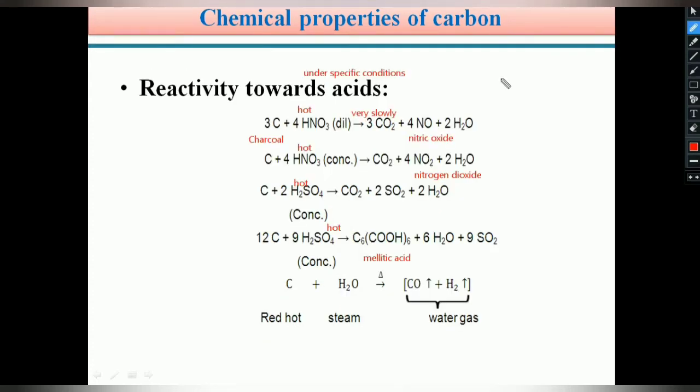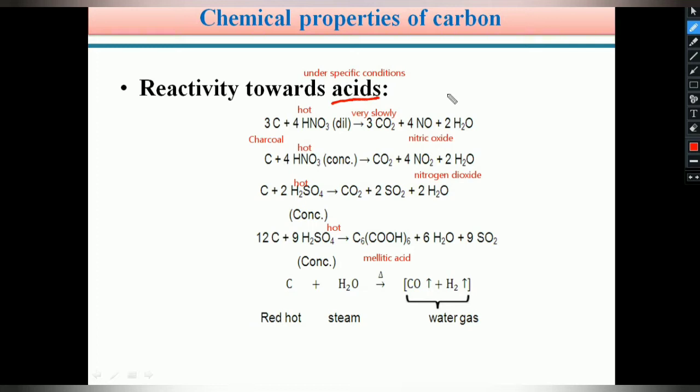Next chemical property: reaction of carbon with acids. Here we discuss how carbon reacts with acids. Students, in video module 2 we discussed the chemical properties of 4th A group elements. There we clearly mentioned that carbon, silicon, and germanium under ordinary conditions do not react with dilute acids. Only tin and lead react with dilute HNO3. Here too, carbon does not react with dilute acids, no doubt at all.